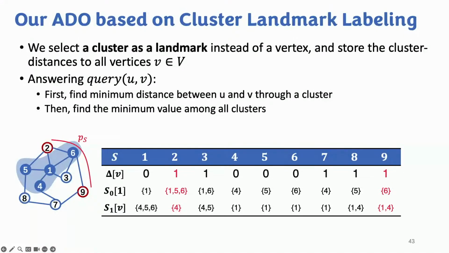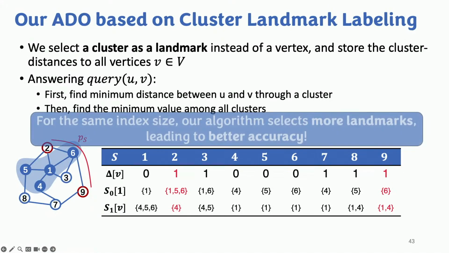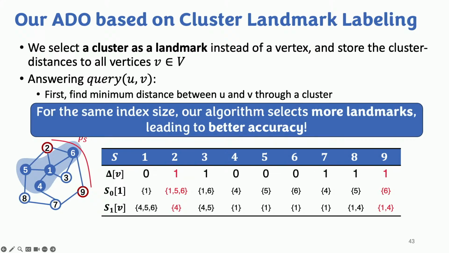Due to the space efficiency of the cluster representation, our algorithm can select more landmarks than the normal landmark labeling with the same index size. This often leads to better accuracy than the original landmark labeling. I will show more details in the experiment section. Any questions so far?